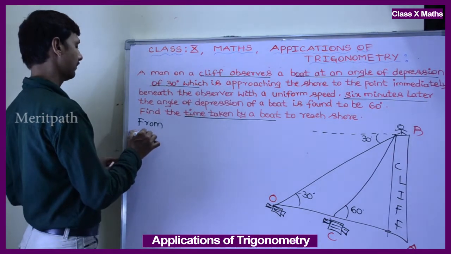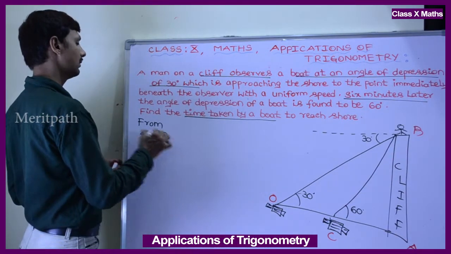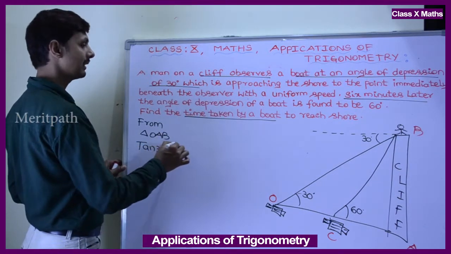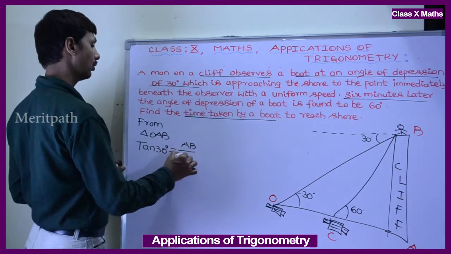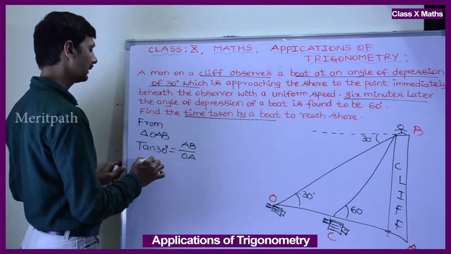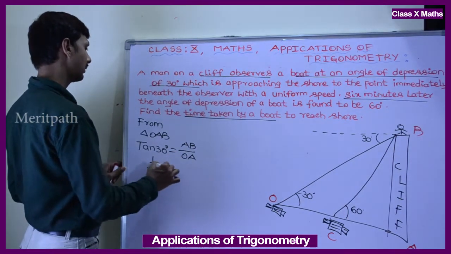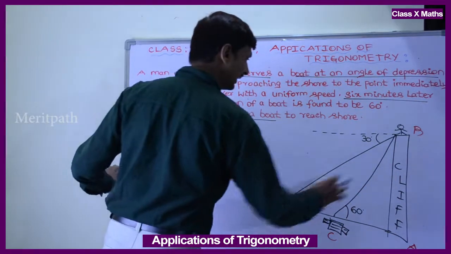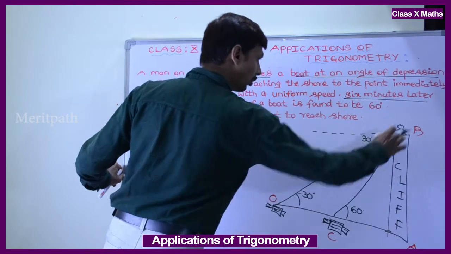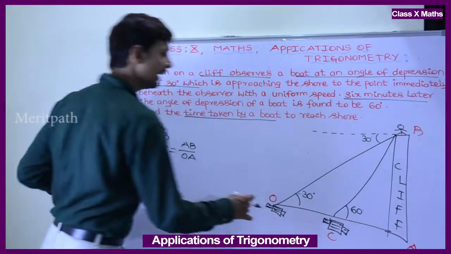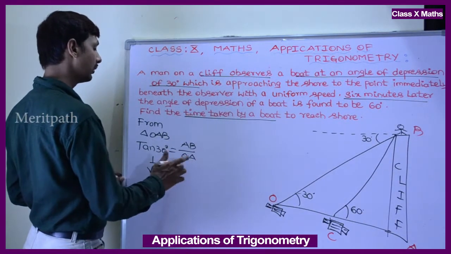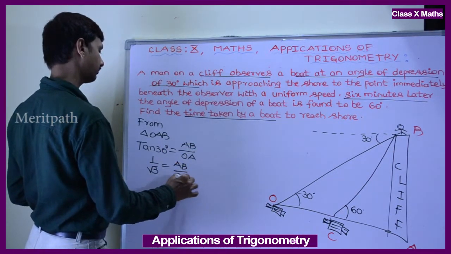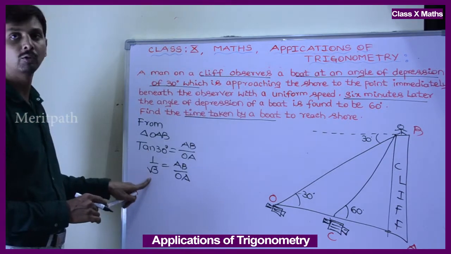From triangle OAB, tan 30 degrees is equal to the opposite side by the adjacent side, that is AB by OA. Opposite side is AB, adjacent side is OA. Tan 30 is equal to 1 by root 3, we know that. So 1 by root 3 is equal to AB by OA.